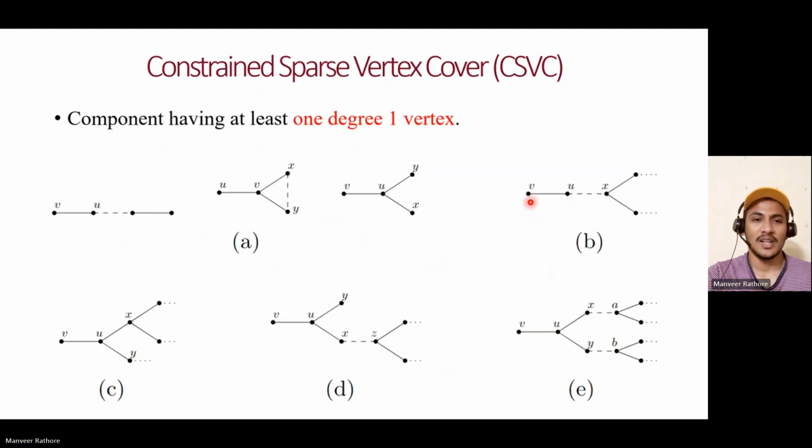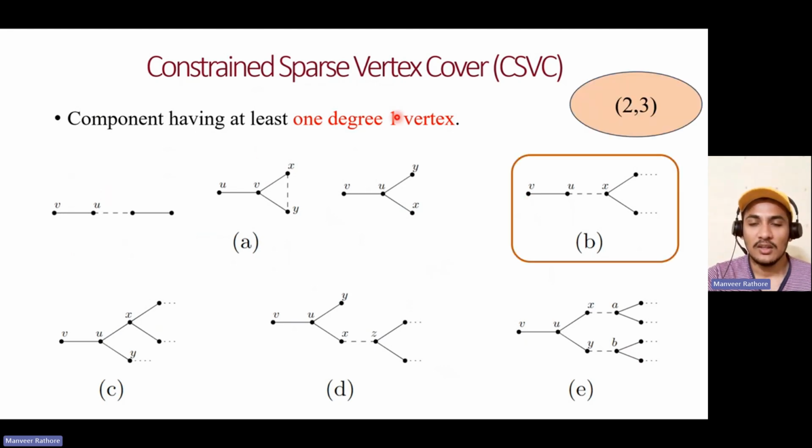Now, if the component has at least one degree 1 vertex, then for this A case, we already know that it's polynomial time solvable. In this B case, we will just branch on X, and the complexity will come out to be 2, 3, since the branch on X will be 1, 3. But in the case when X is in the solution, the remaining graph containing V and U will become a path and is polynomial time solvable and will give at least one size vertex cover. So that case will become 2. So it will eventually be a 2, 3 branching.